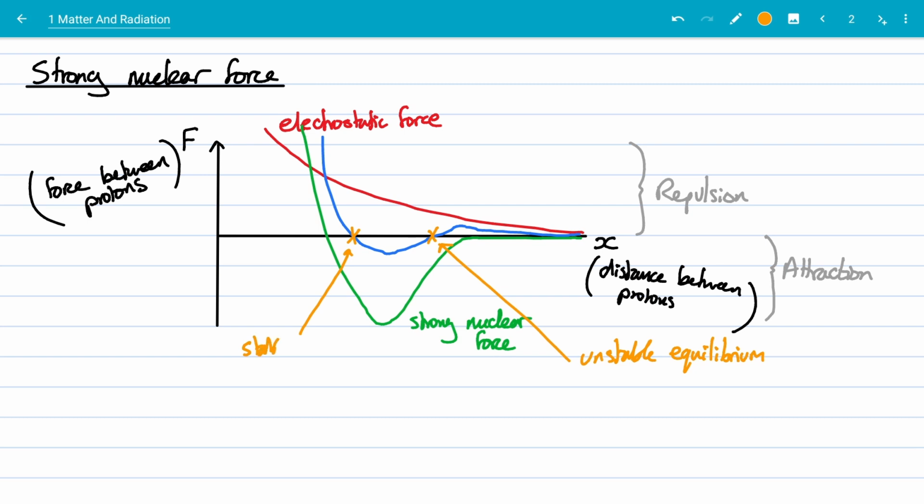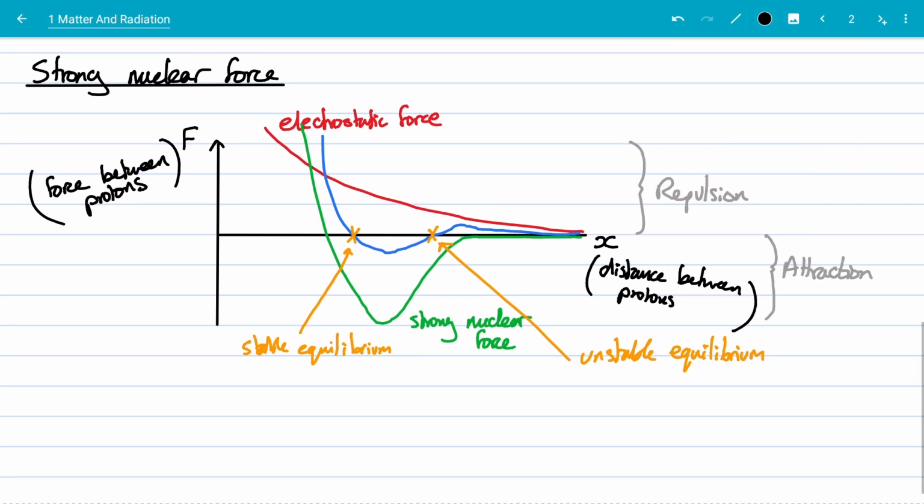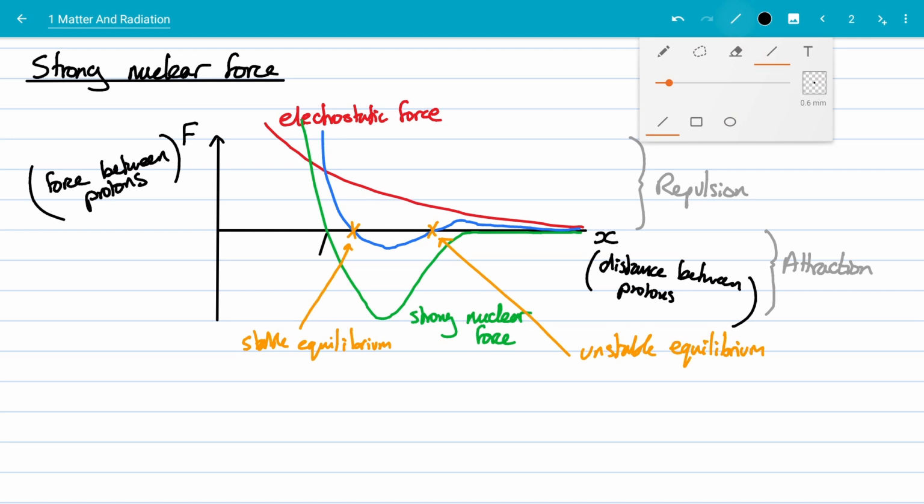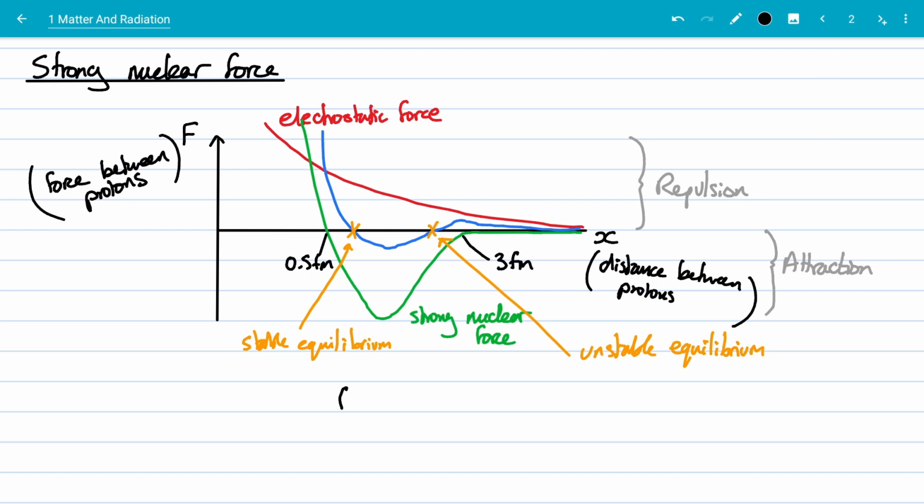This is a stable equilibrium. If you nudge them closer together, they push apart. You nudge them further apart, they come back together. So that is where the protons sit. That's the distance between them. And you have to know some numbers. That is about 0.5 femtometers, where that happens, and the range is about 3 to 5 femtometers. Femtometers equals 10 to the negative 15 meters. Absolutely tiny, tiny, tiny range.